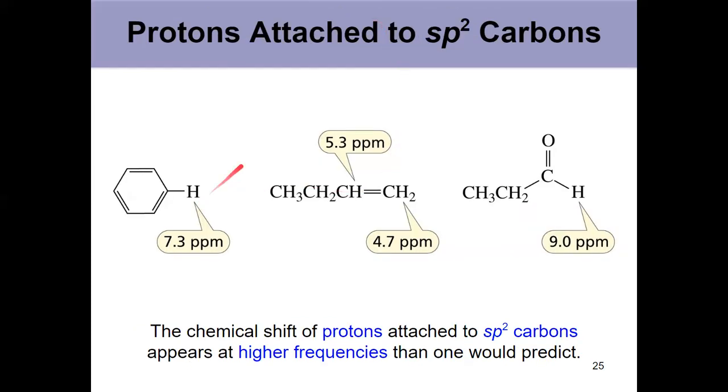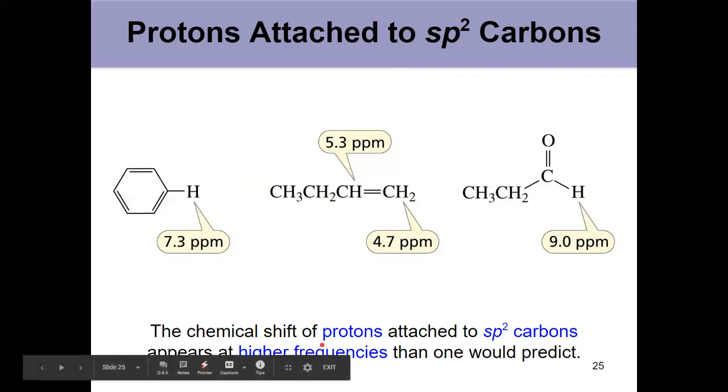Because really what's going on with each of these protons is that they're experiencing different magnetic fields. And anytime we have carbons that form pi bonds, we see this effect because those pi electrons are less tightly held and can kind of more freely move about. And they move in a circular pattern that approximates a magnetic field. And that effect, called diamagnetic anisotropy, causes protons attached to sp2 carbons to appear at higher frequencies than we would predict from the effect of electronegativity alone.